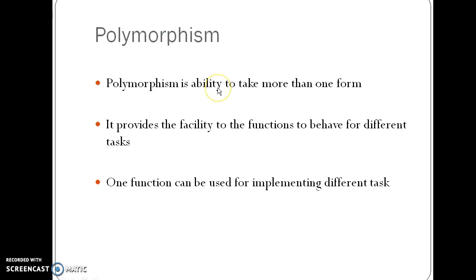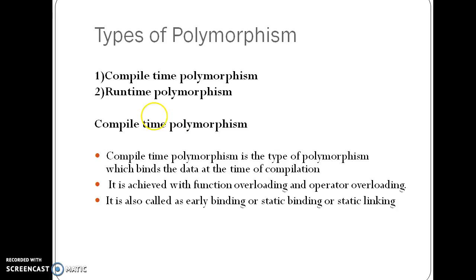Polymorphism is nothing but the ability to take more than one form. As we know, the word poly means many, means more than one. So, for example, one person can act in two roles, that is nothing but polymorphism. It provides the facility to the functions to behave for different tasks. One function can be used for implementing different tasks. This is just an introduction to polymorphism.